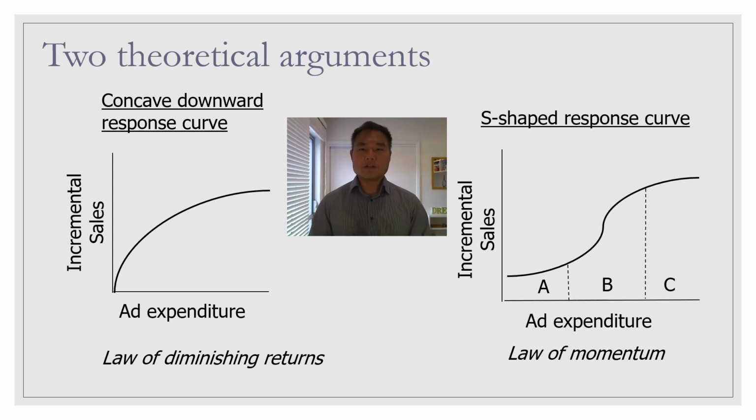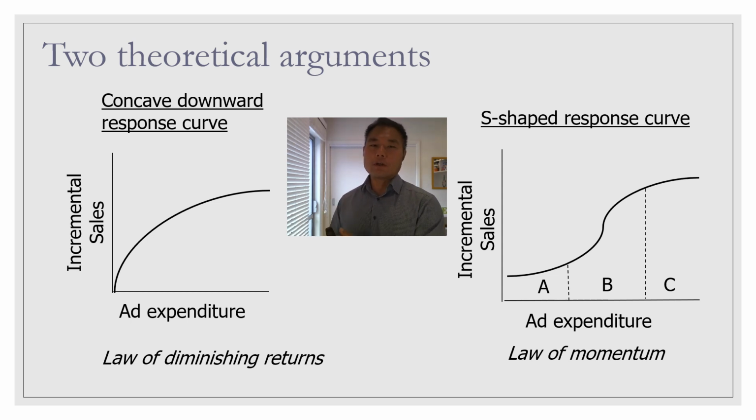The converse argument is the S-shaped response curve, and this is the law of momentum, and this works slightly differently. So if you look at the graph there, once again on the y-axis we have incremental sales, and on the x-axis you have the same thing, ad expenditure, but different things happen there. This particular argument breaks up ad spending into three specific zones. In zone A, you're spending money, and the first couple of dollars that you spend don't actually do much, because in order for the advertising to have an effect, you must overcome this hump in the middle, this B zone, right? And only at that point will you start to see the return on your advertising spend. Then it goes up, and then it plateaus off in zone C.